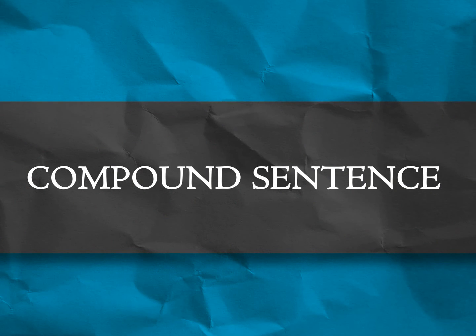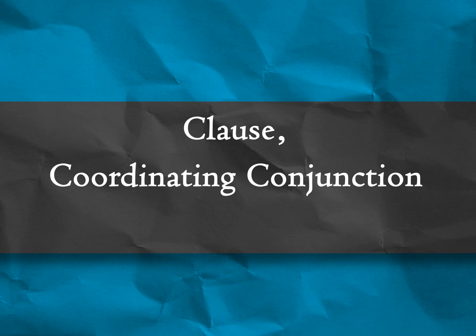Just remember, to make a compound sentence, you need a few things. First, you need a clause. Then you need a comma, followed by a coordinating conjunction. Then what follows is the second clause. Finally, a period.